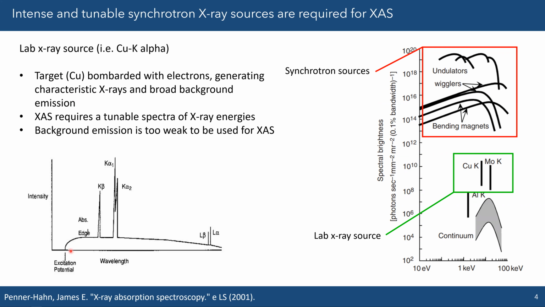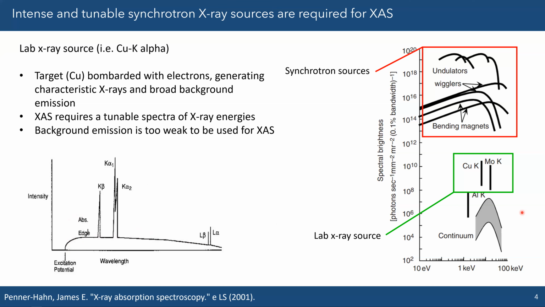So if we take a look at what's actually being generated in the Empyrean, we have a peak of intensity corresponding to copper K alpha that we're familiar with. But we also have a broad background emission. And because XAS requires a tunable spectra, only the background emission is really useful for XAS experiments. However, it is background emission, so it's so weak that we can't use it for XAS.